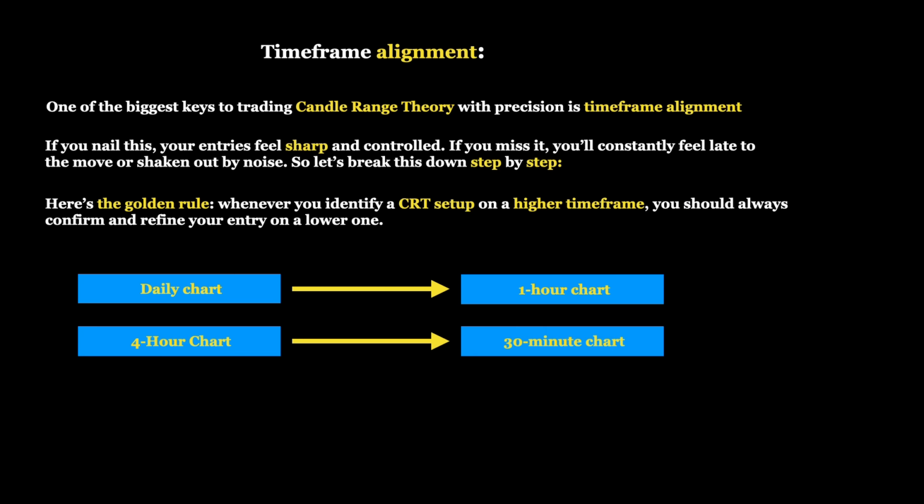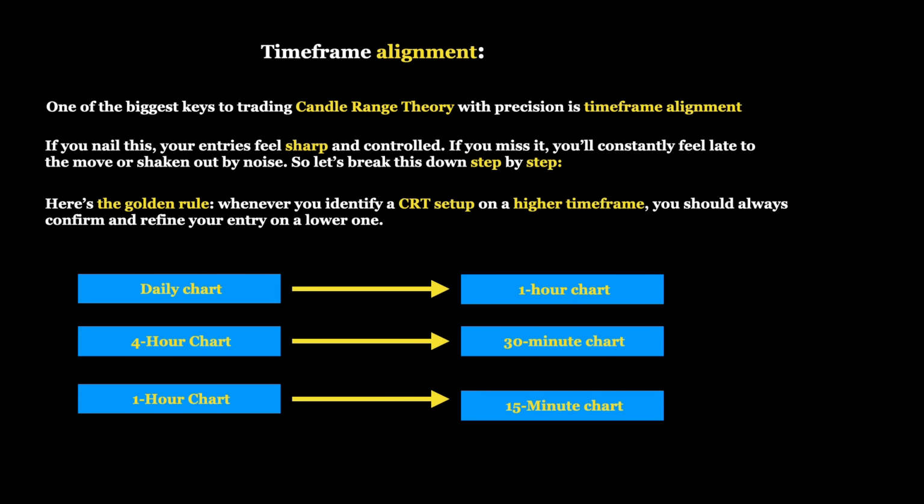Now, let's say you've spotted a CRT on the 4-hour chart. The best time frame to refine entries is the 30-minute chart. A lot of people suggest the 15-minute here, but after extensive testing across thousands of examples, the 30-minute proves to be more reliable. It strips out unnecessary noise, but still gives you the clarity you need for execution.